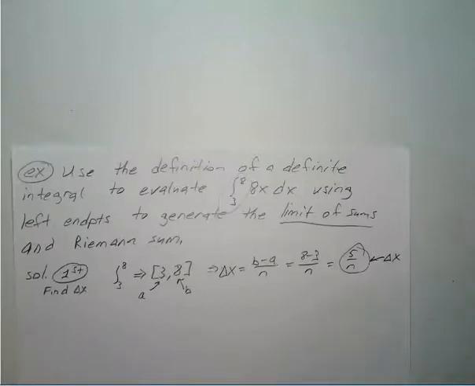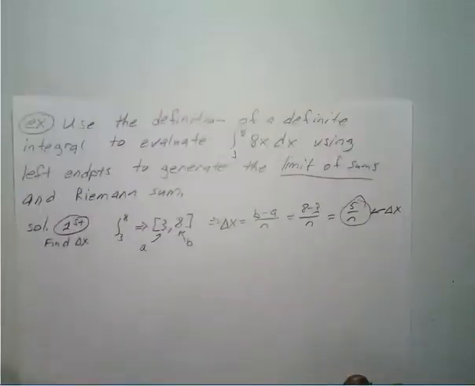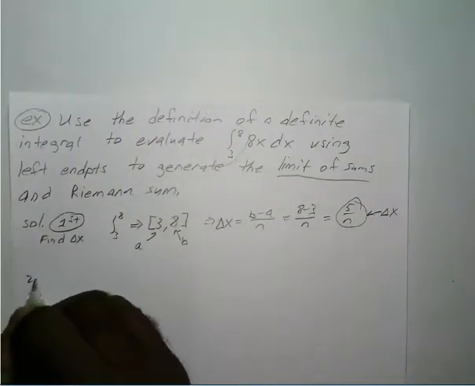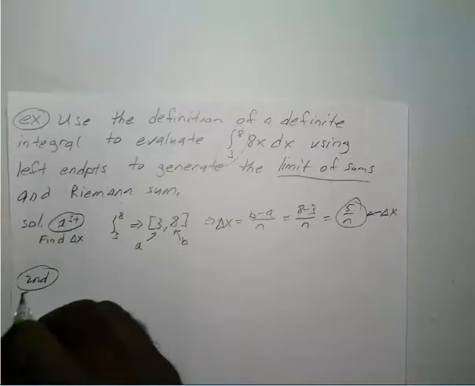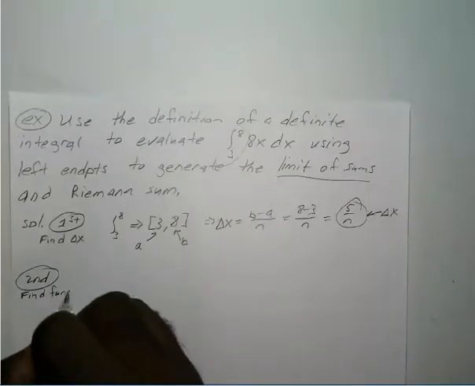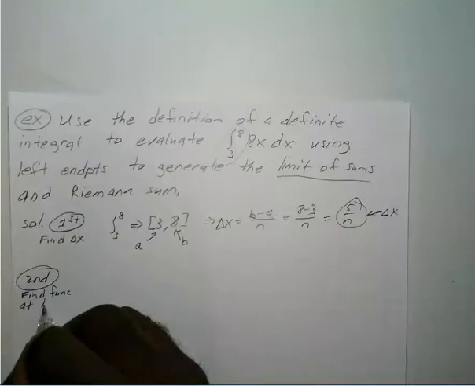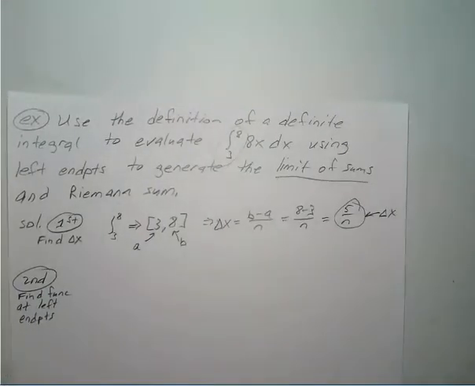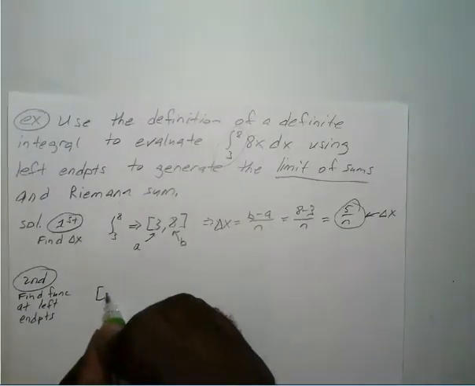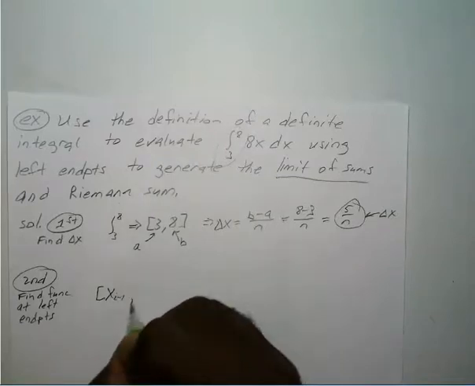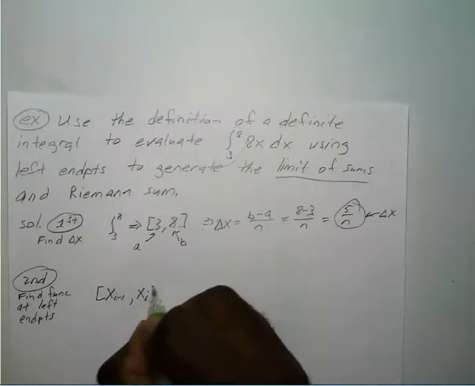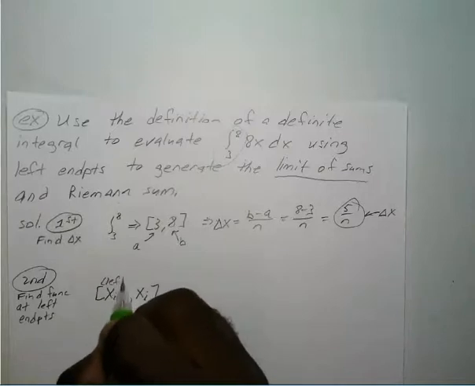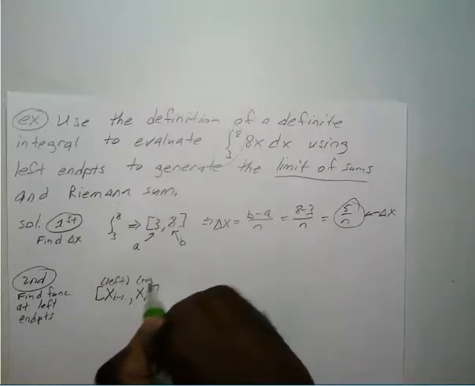All right, so now we go to our second step where we find the function at left endpoints. Okay, so for our second step, we want to find the functions at the left endpoints. All right, so just like the previous example, we have our x sub i minus 1 and our x sub i to represent our left and our right endpoints.